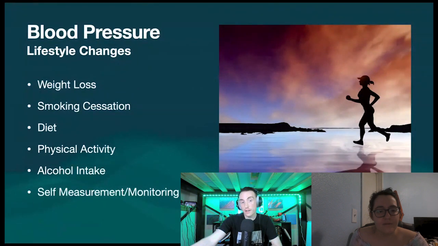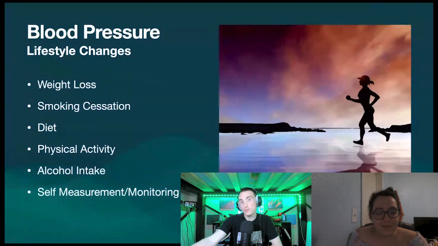So either heart healthy or a Mediterranean diet is what the doctors that I used to work with would always recommend to patients. Increasing physical activity, limiting alcohol. So that'd be less than or equal to one drink a day for women, and then less than or equal to two drinks a day for men.